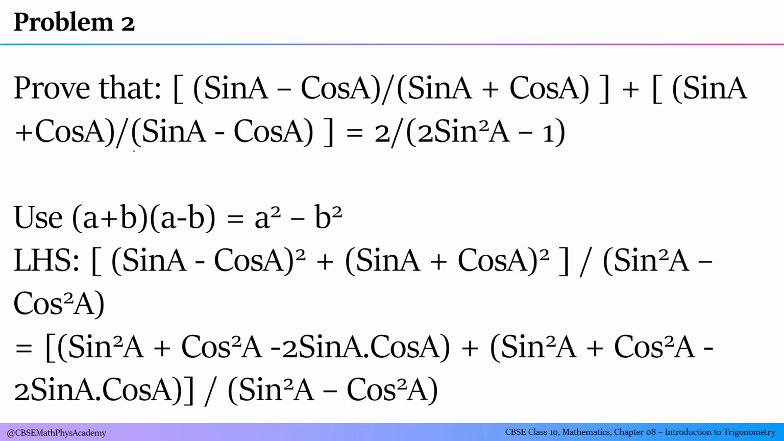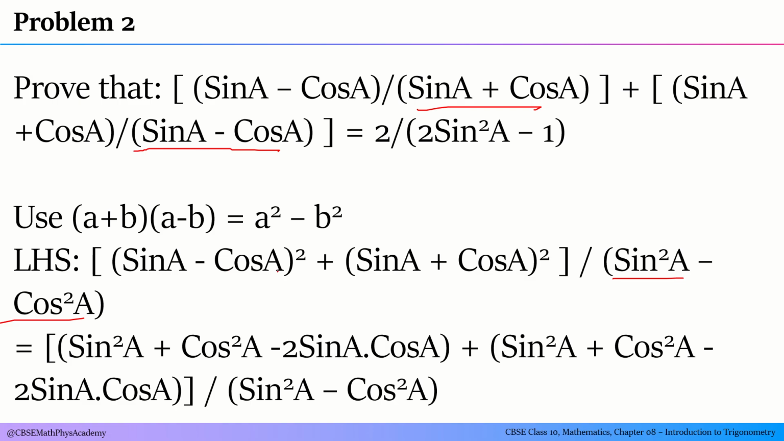So in both the denominators I can find sin A minus cos A and sin A plus cos A, which is nothing but (a + b) into (a - b) is equal to a square minus b square format. So in the denominator I put sin square A minus cos square A, and when adding, the terms become multiplied: sin A minus cos A into sin A minus cos A becomes the whole square, plus similarly the second term becomes sin A plus cos A the whole square.